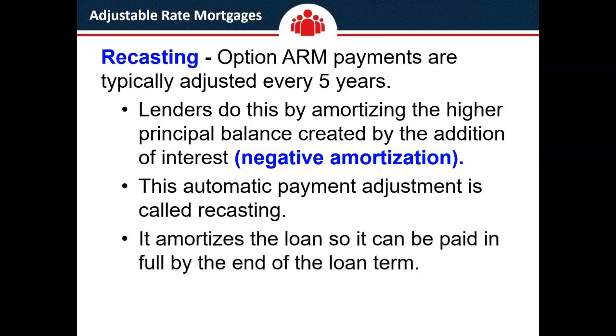It amortizes the loan so that it can be paid in full by the end of the term, because if you have a 30-year loan, regardless of how you made those payments, it still has to be paid in 30 years. So they'll recast it, or they'll adjust it based on the options that the borrower made, and see if the payment needs to go up or down, if the payment amount needs to be recast.